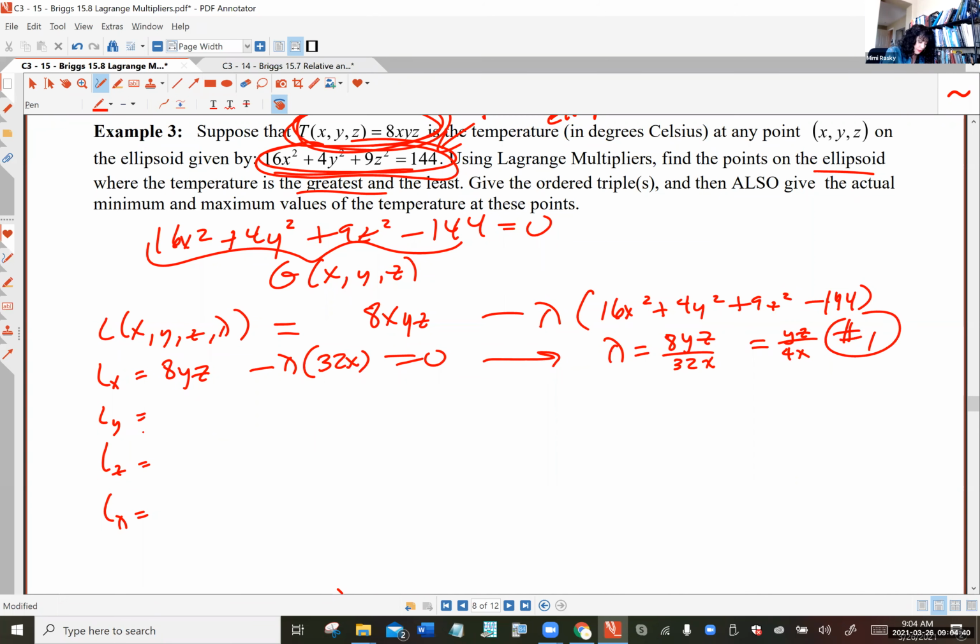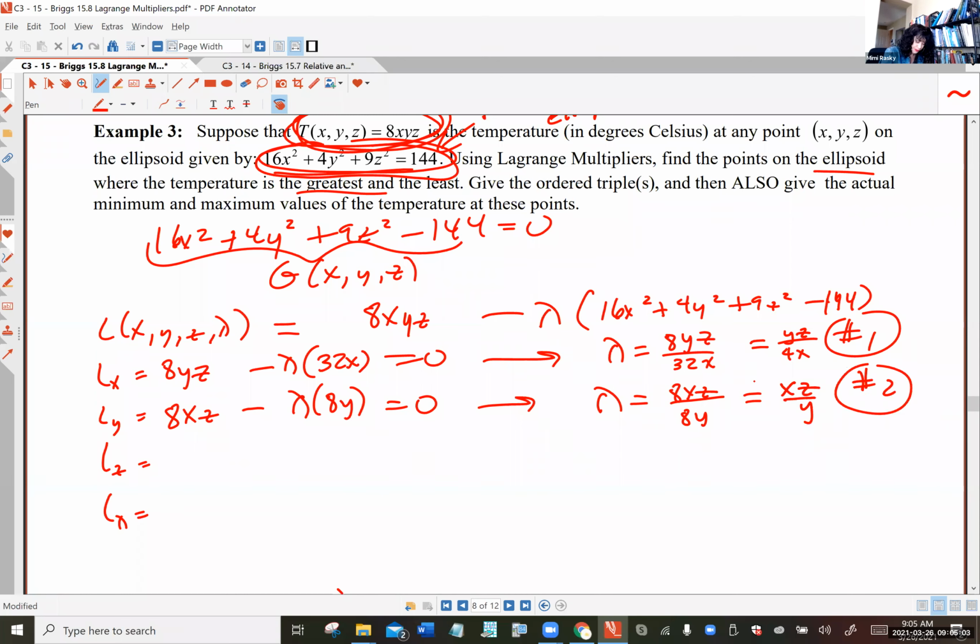When I get the partial of big L with respect to y, I get 8xz minus lambda times 8y. Set it equal to 0. Solve for lambda. I get 8xz over 8y. Reduce it to lowest terms, and I get xz over y. Call that number 2.